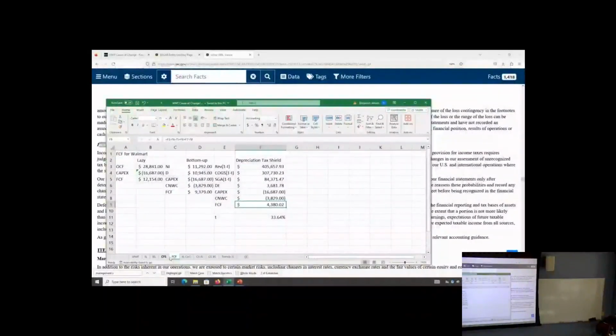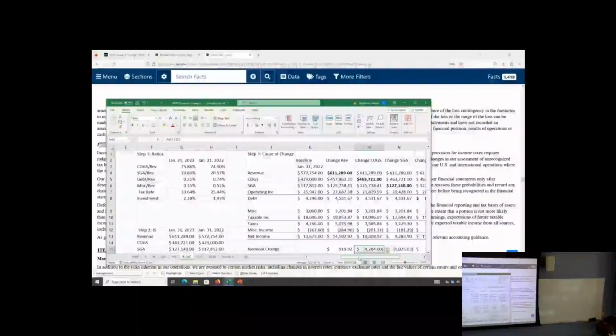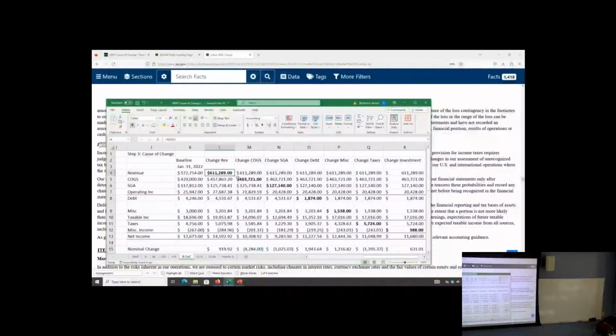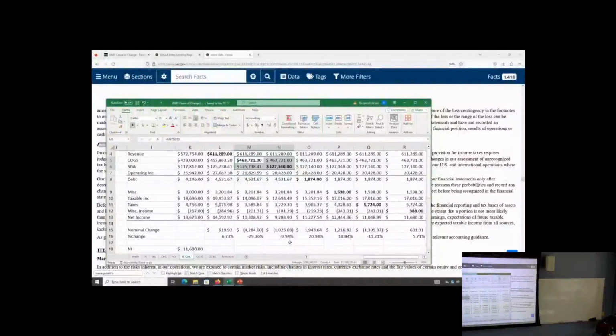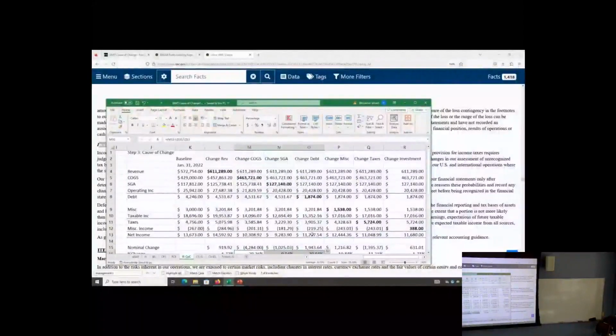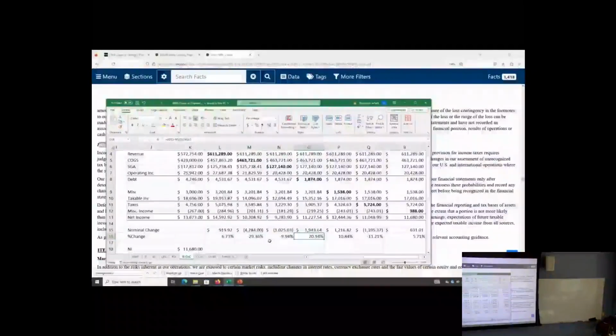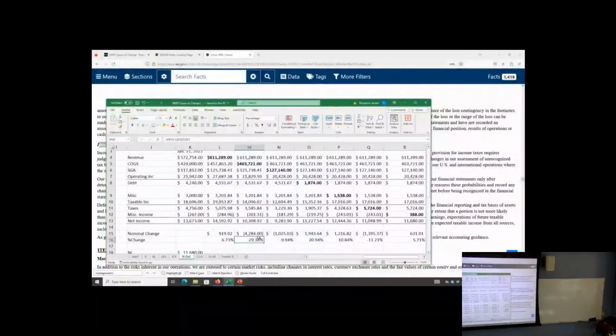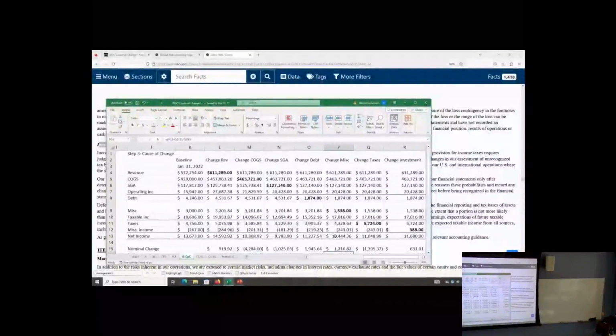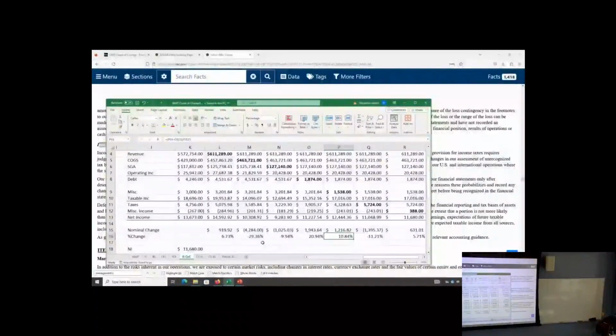When we're looking at the cause of change, why did revenue increase? When we're looking at the costs of the company, again, what resulted in those changing costs? When we broke down this cause of change, it looked like cost of goods sold, debt, and miscellaneous were the reasons for Walmart's largest changes between 2022 and 2023. And MD&A kind of explained why.